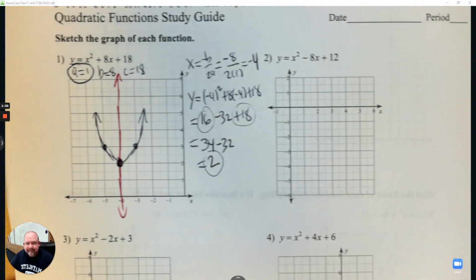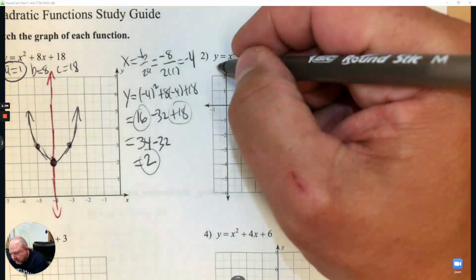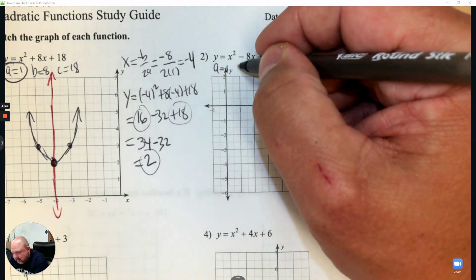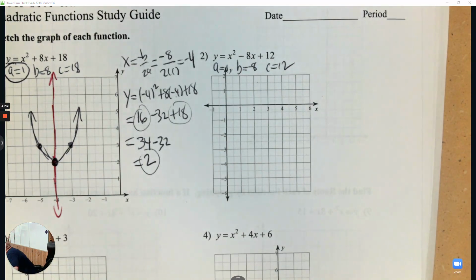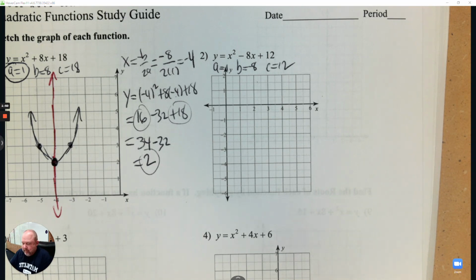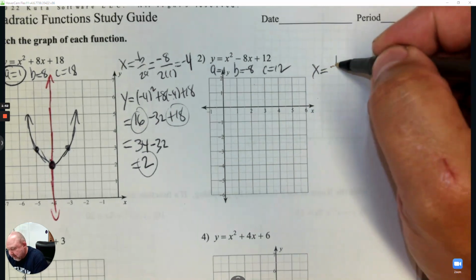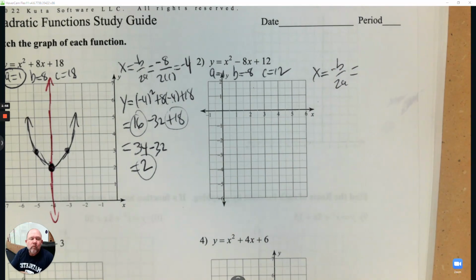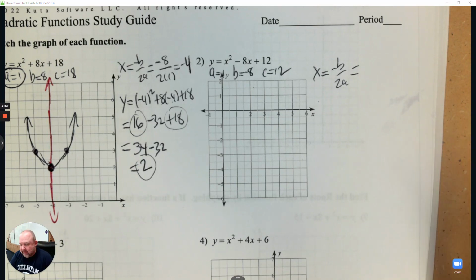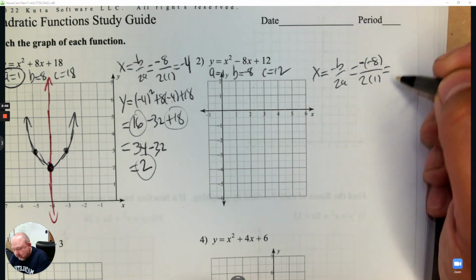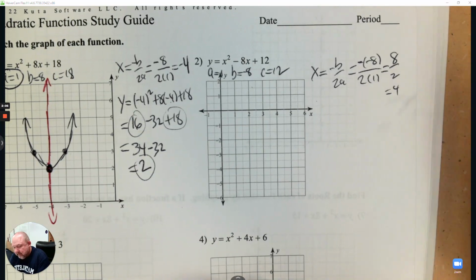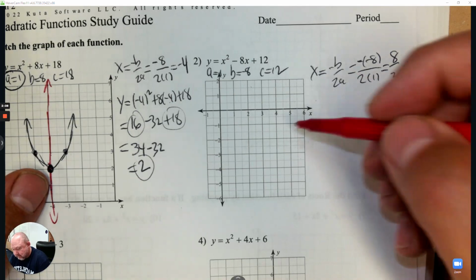Let's try it again. How do I start? A is equal to 1, B is equal to negative 8, and C is equal to 12. Next, write down the formula, negative B over 2A. Plug in negative 8. So we'd go negative, then negative 8, 2 times 1, and then solve it. That's positive 8 divided by 2. So I find where 4 is and draw a line there.